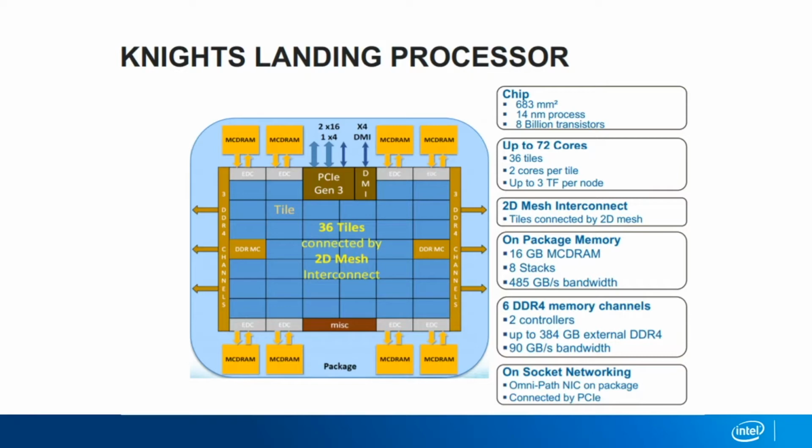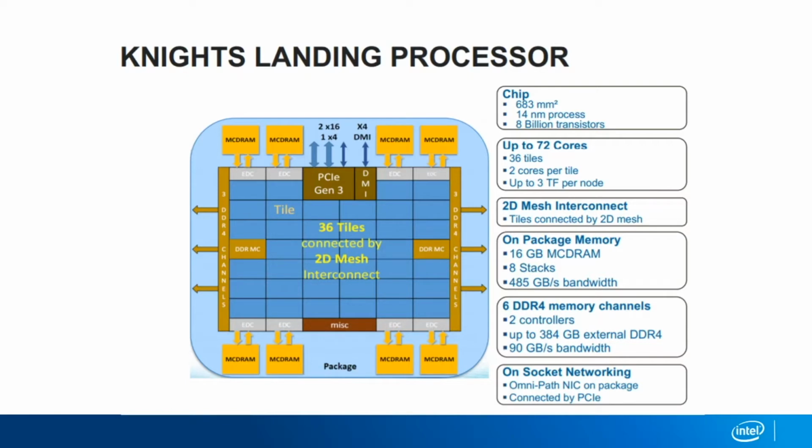So we have 16 gigabytes of fast MCDRAM memory available on the KNL, and these 16 gigs are made up of 8 stacks. These 8 stacks of memory are accessed through the EDC, which stands for Embedded DRAM Controller, and they're scattered throughout the chip. And we have a total aggregate bandwidth of 485 gigabytes a second.